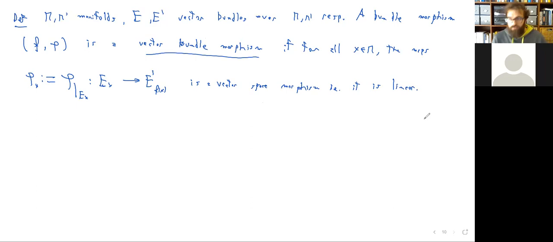So when we have a vector bundle, we have this extra structure, and basically every fiber is a vector space. And so when we talk about vector bundle morphisms, we want the structure to be preserved. So whenever you have a morphism, you also ask that over every fiber, we have a vector space morphism. Yeah. So again, a very natural definition.